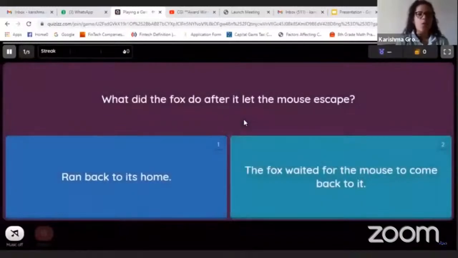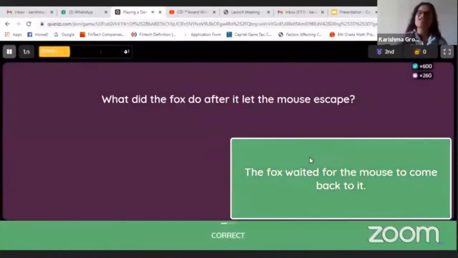Okay, the first question is, what did the fox do after it let the mouse escape? Ran back to its home? The fox waited for the mouse to come back to it. The fox waited there, right? Because he was extremely disappointed because he'd saved the mouse and it still didn't want to become his friend. So he was disappointed, sad, and he waited there. Yes? Good job.